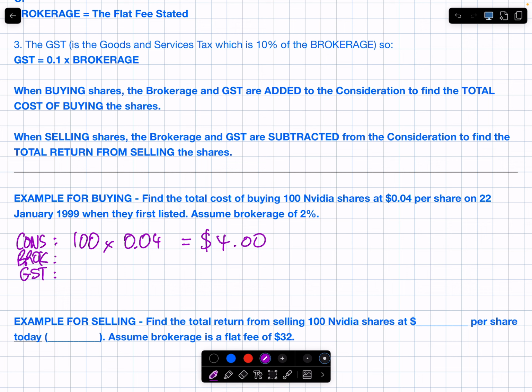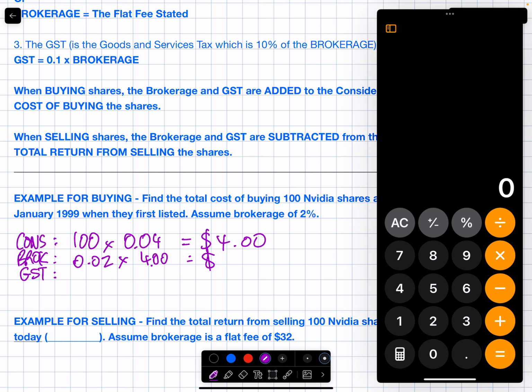Brokerage is 2% here. What is 2% as a decimal? 0.2? 0.02. Good. 0.2 would be 20%, and that would be ripping you off if you were paying 20% brokerage. 0.02 times by the consideration, which is $4, is going to be... You're going to pay the app or the broker 8 cents.